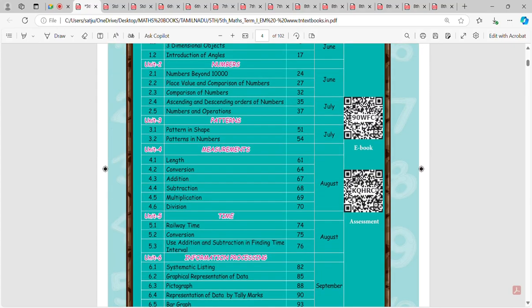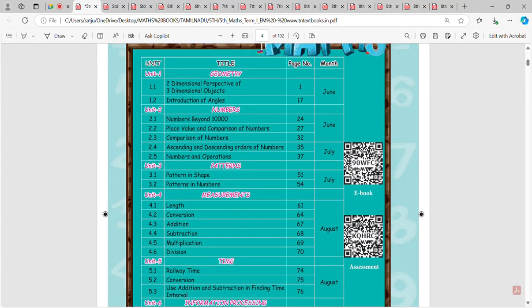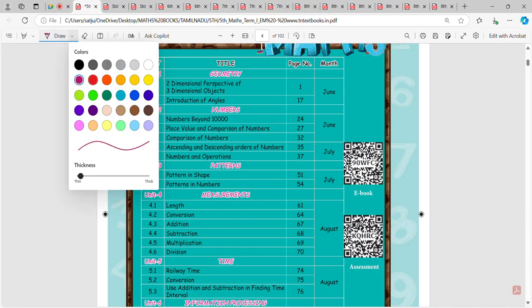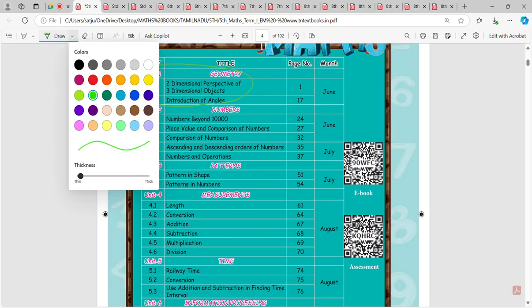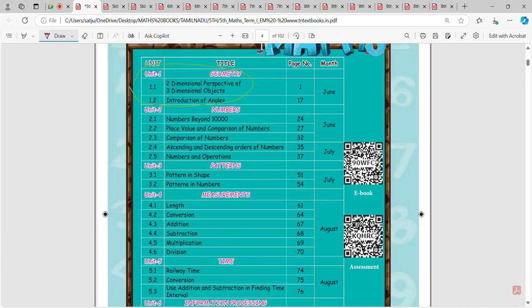See the content first. To know about geometry, these basics are more than sufficient. Whatever is up to the 10th standard is more than sufficient. So 2D is here, 3D is also there, angles are also there. This is not required. Numbers beyond this are not required.